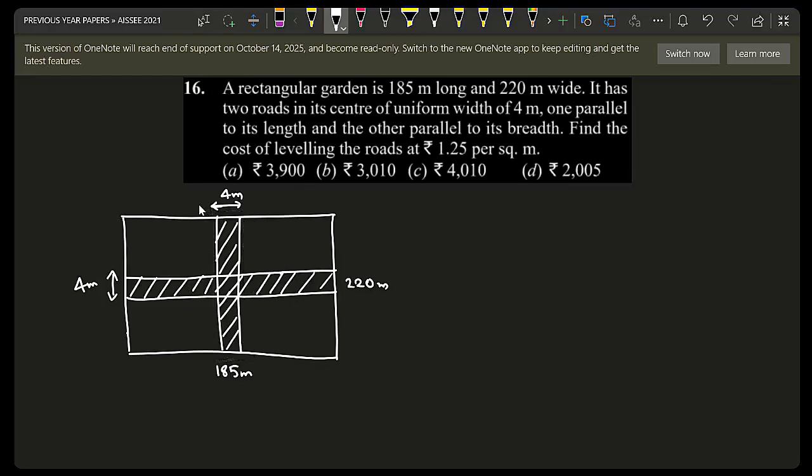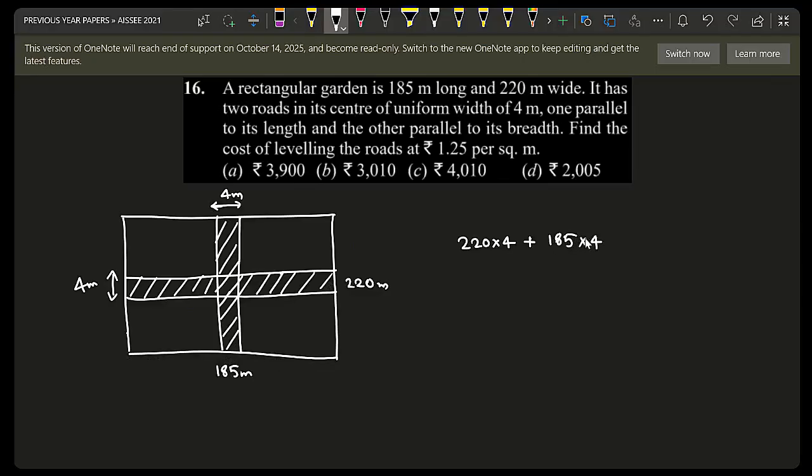So area of rectangle is length into breadth. So breadth we know 4, but length, if this is 220, this is also 220. Yes, length and breadth both we know. Now we can multiply that. So area of the first rectangle, that is 220 meters into 4 meters. I'll write the units later. I'm just writing the numbers. Plus, now horizontal rectangle, this one. This rectangle area, length into breadth. Length and breadth 185 and 4. If this is 185, this is also 185. So 185 into 4.